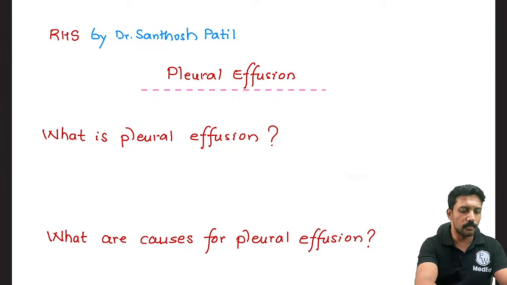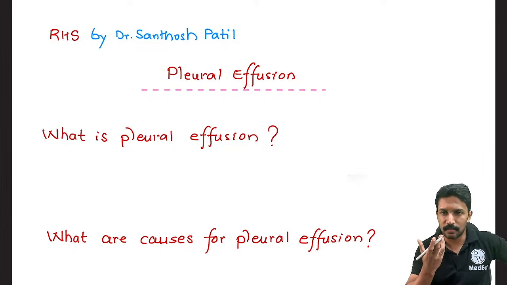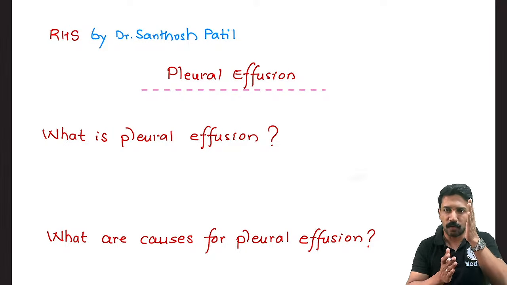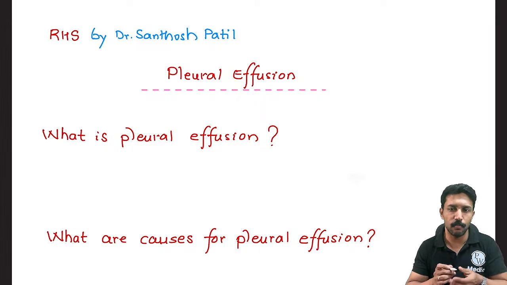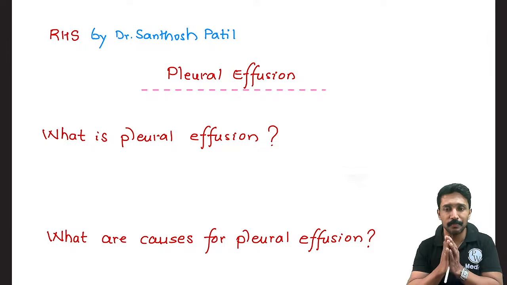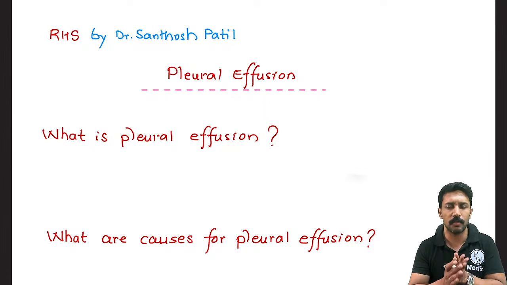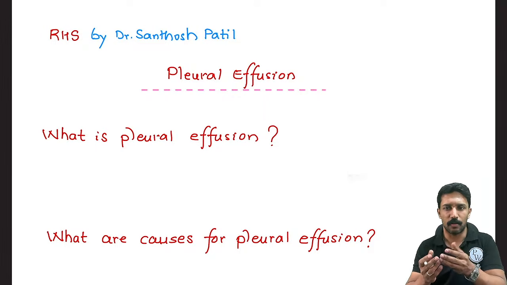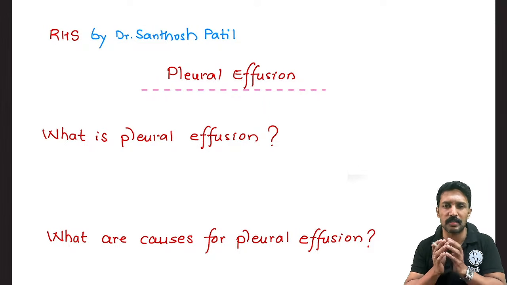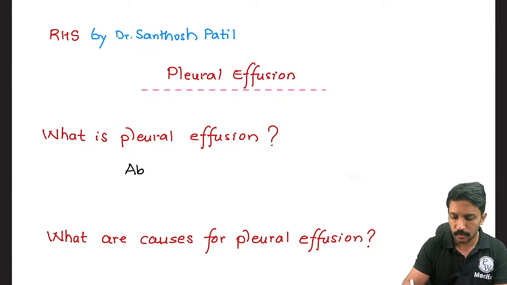So let me begin with defining pleural effusion. We know that there is a pleural space. In that space there are two layers of pleura, one which is adherent to the lung, we call it visceral pleura, and one that is separate, called parietal pleura. Between them there is a space with some amount of fluid, which is normally around 5 to 15 ml, maximum 20 ml. Anything more than that is abnormal. So abnormal collection of fluid in pleural space is what we call pleural effusion.